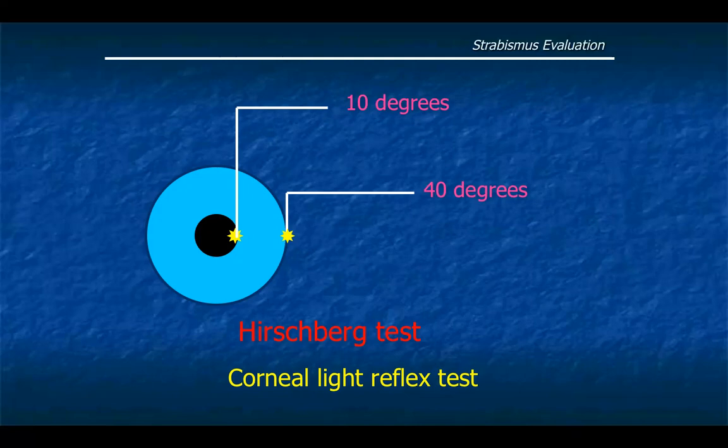And if the light reflex falls midway between these 2 points, we determine how many millimeters it is displaced from the limbus or from the edge of the pupil, and we determine if it's 20 degrees, 25, 30, 35. It's a very rough and crude method.